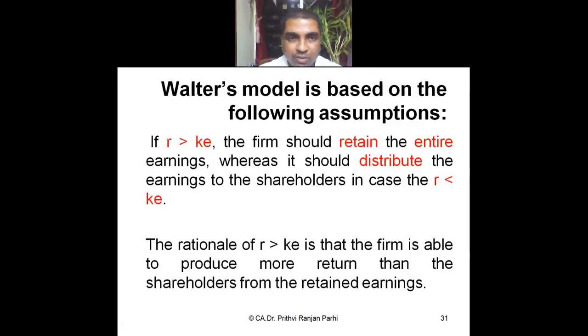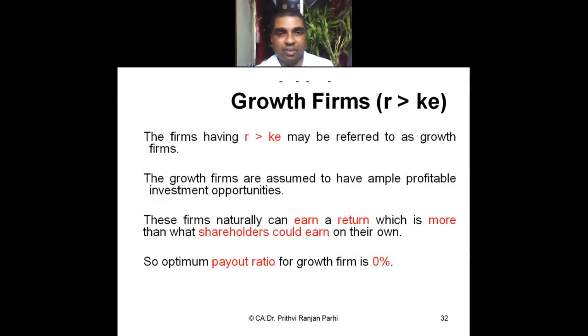Then we have understood that if R is more than K, that means the firm's rate of return is more than the cost of equity, then the firm should retain the entire earning. The firm should not distribute anything. And if R is less than K, then the firm should distribute everything. And if R is exactly equal to K, then it doesn't matter. The firm can take a decision on any kind of payout, and that will not affect the value of the firm. On that basis, we are classifying the firms into three classes.